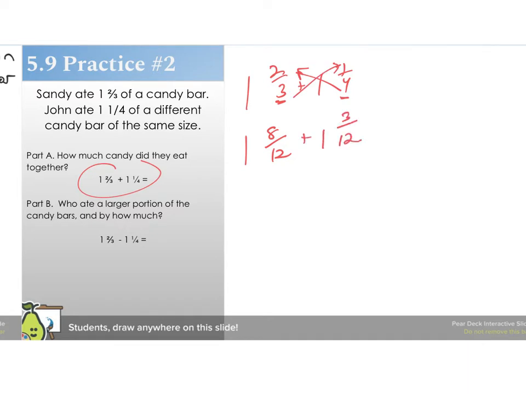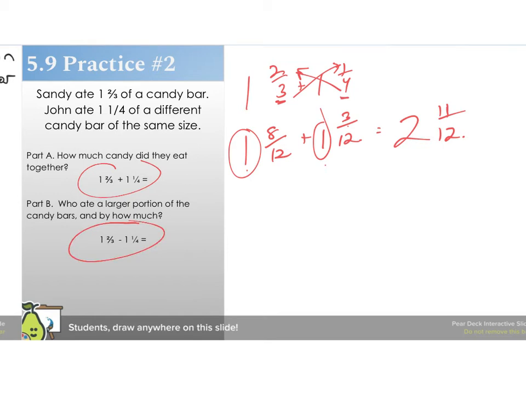Now, if you change these to improper fractions first, then you're just going to have it with much larger numbers. I suggest leaving the whole numbers to do the fractions, and then if you need to change them, you do that later. So when we add them together, we're going to get 1 plus 1 is 2. 8 plus 3 is 11 12ths. That doesn't reduce, so that would be my answer.